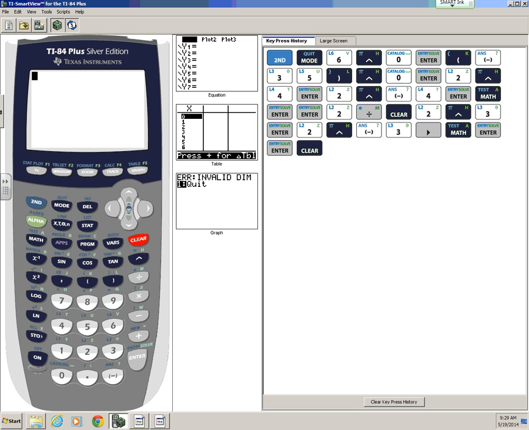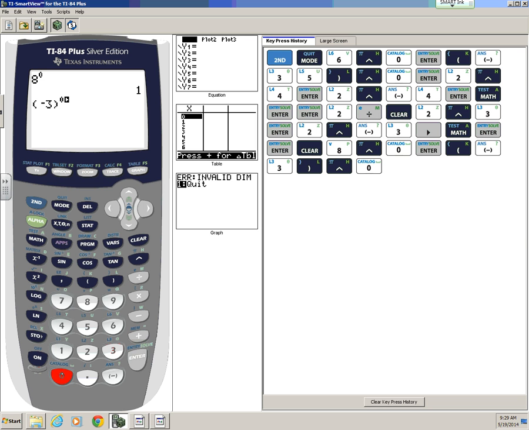If I put anything, 8 to the power of 0, I'm going to get a 1. If I use a negative number, remember negative numbers should go in parentheses, negative 3 to the power of 0, that's going to be a 1 also. And that essentially comes from if you were to take any number and keep dividing by the same thing over and over again, you never get an answer of 0.